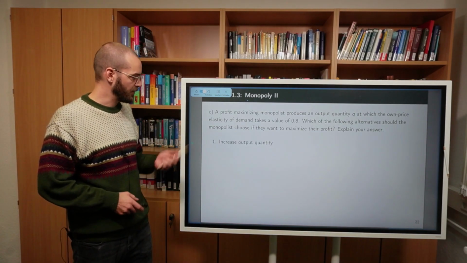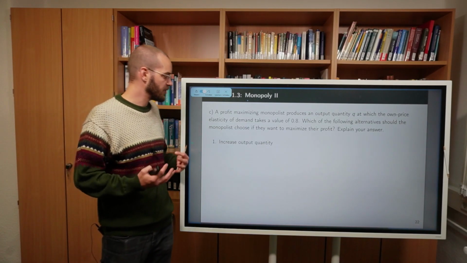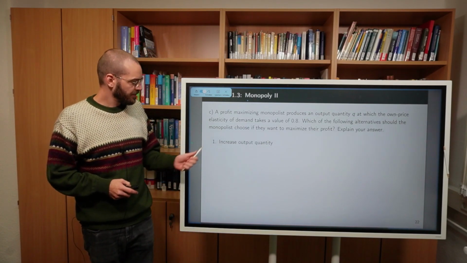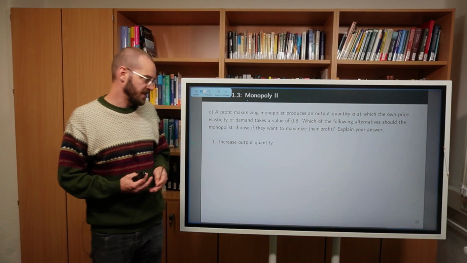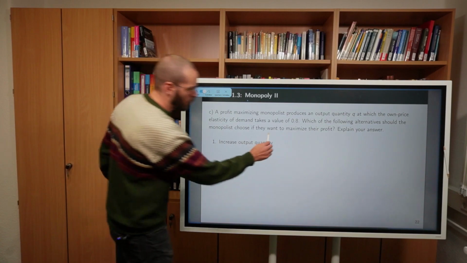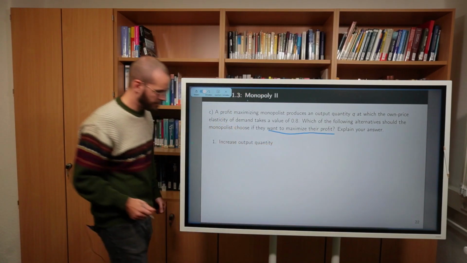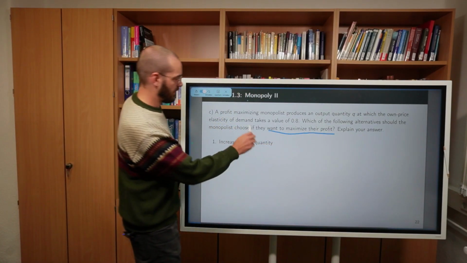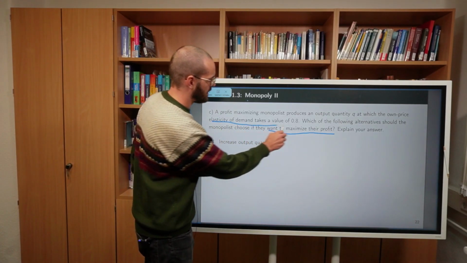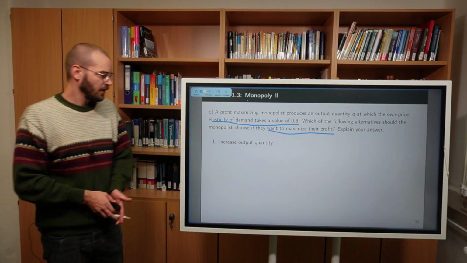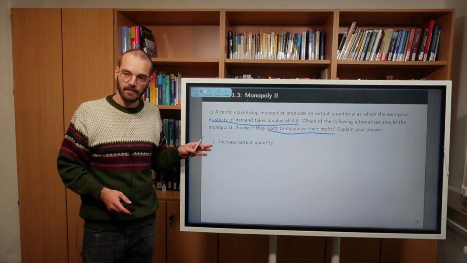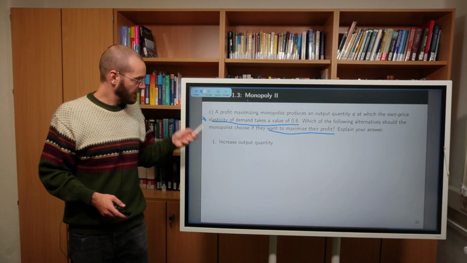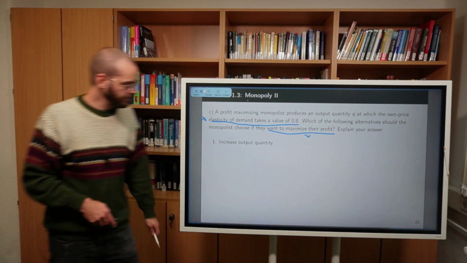Let's consider the first suggestion. The first suggestion is that the monopolist should increase their output quantity. Again, they want to maximize their profit, right? And we know that elasticity of demand is smaller than 1. Now, should the monopolist increase output quantity in this situation in order to maximize profits?